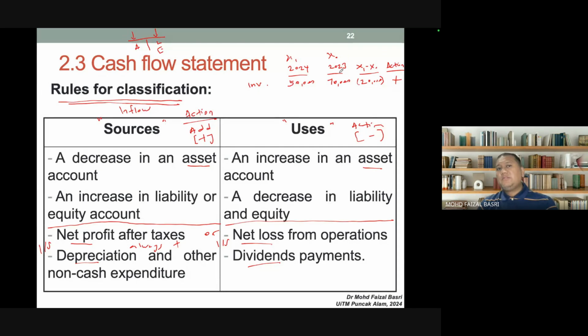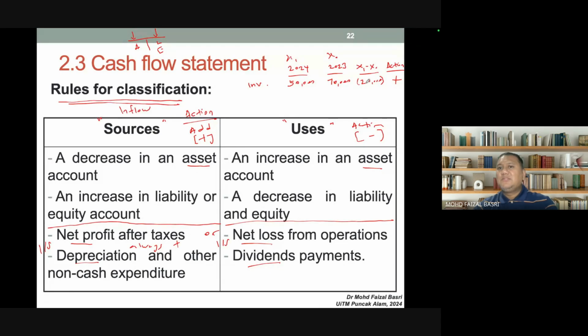So, as layman as possible, just imagine inventories in 2023 we have 70,000 worth of inventories. Okay, 70,000 worth of inventories, meaning these inventories have not been sold. It is in our warehouse. And next year 2024, this inventory has shrunk, or its value has decreased by 20,000. So that's why we put a negative here, a reduction of 20,000.